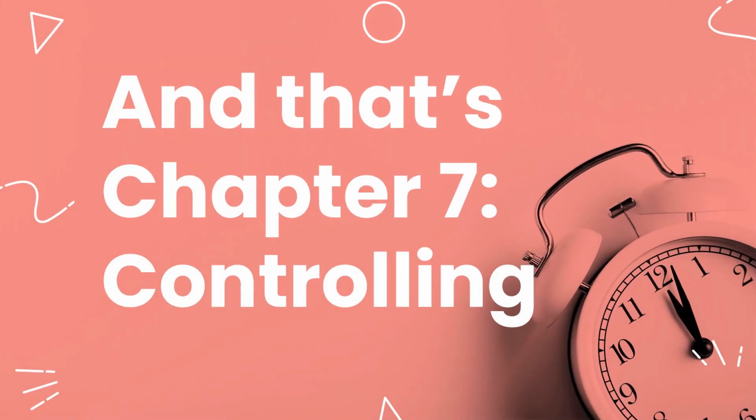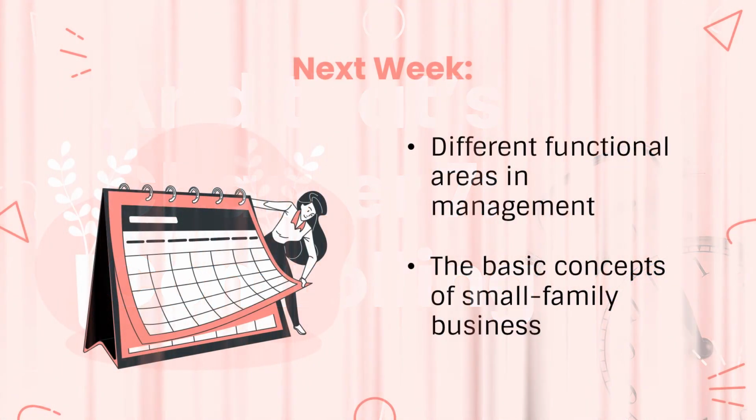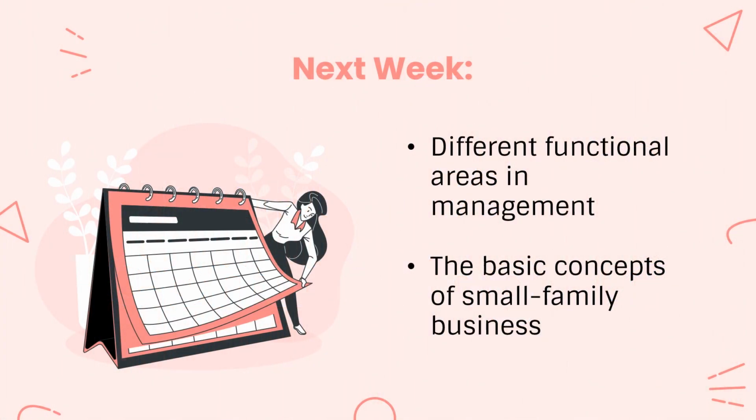And that's chapter 7, controlling. So again, for this chapter, we have discussed the nature and definition of control, the different control methods and systems, and the application of basic concepts of control in small business. For next week, we're going to discuss management in the functional areas of management: accounting and marketing concepts and techniques. So again class, if you have any question or if you have any concerns, feel free to message me.